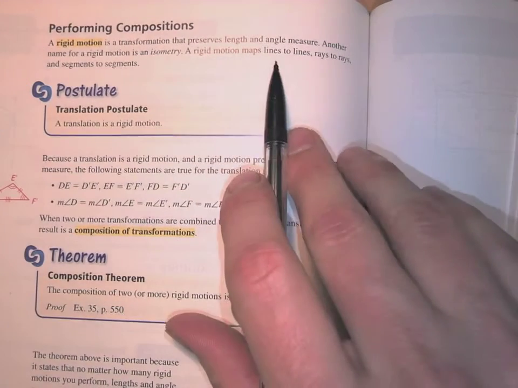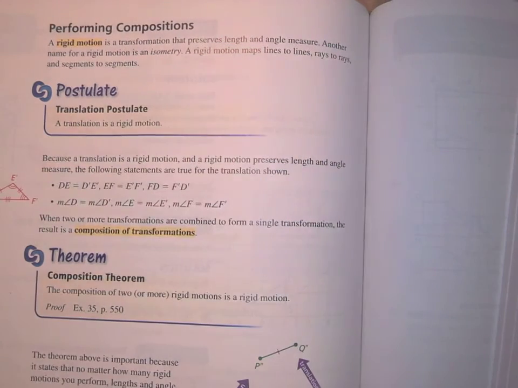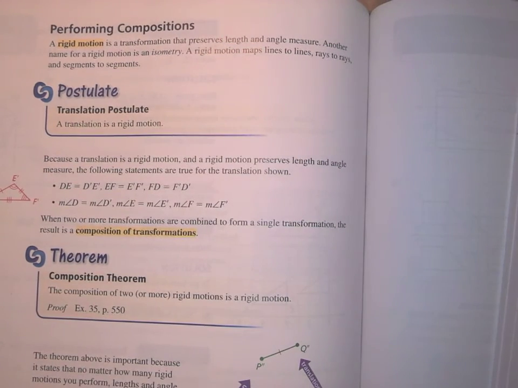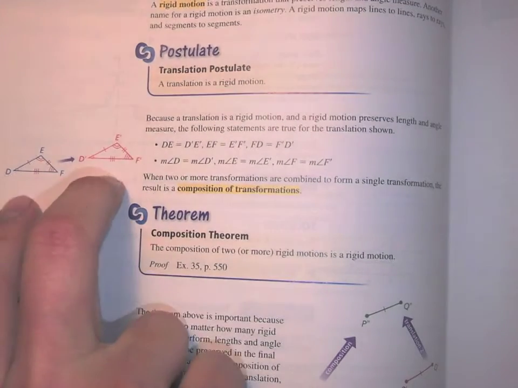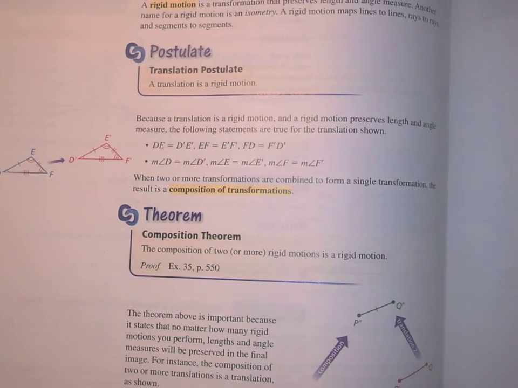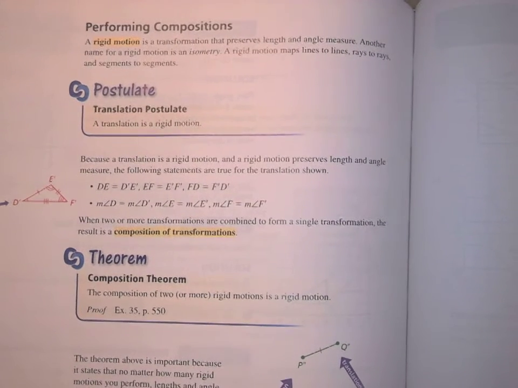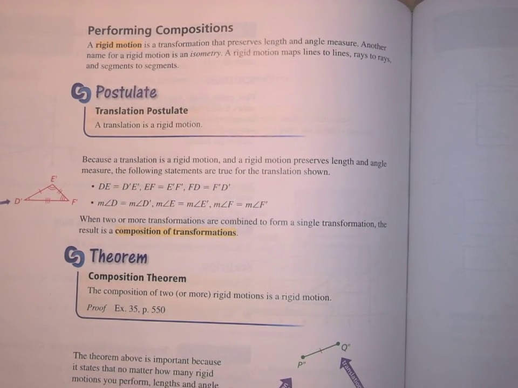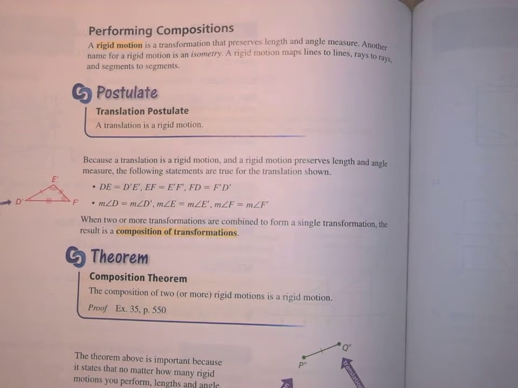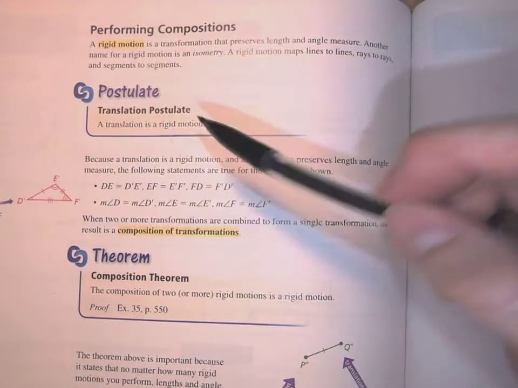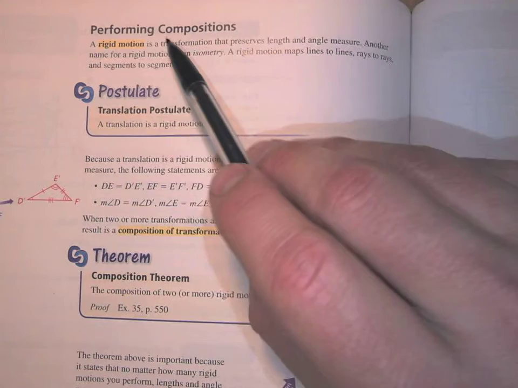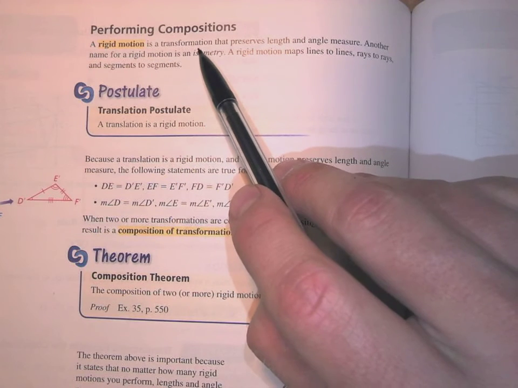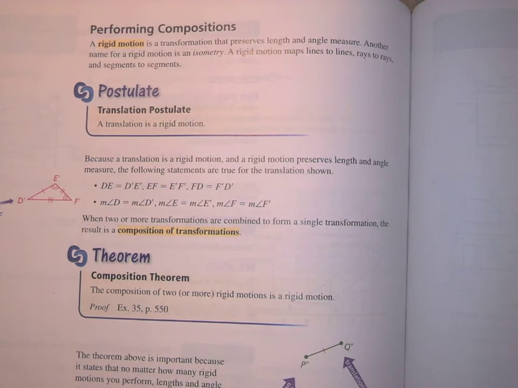Okay, so a rigid motion maps lines to lines, rays to rays, and segments to segments. It also maps polygons to polygons, so like triangles to triangles, like you'll see here. So shapes to similar shapes. Okay. So a rigid motion is just a move where you don't change the angle measurements or the segments. Okay. Now there's actually multiple different categories of rigid motion. So every rigid motion is a transformation, okay? And there are several different rigid motion categories.